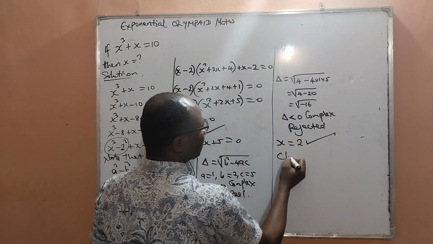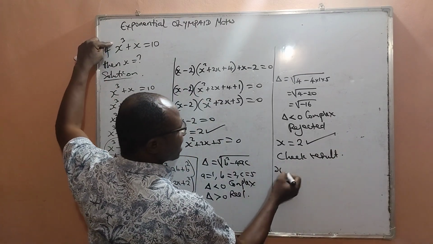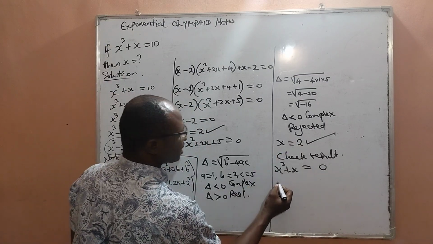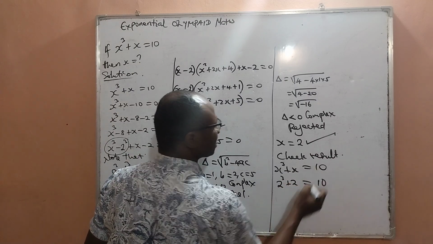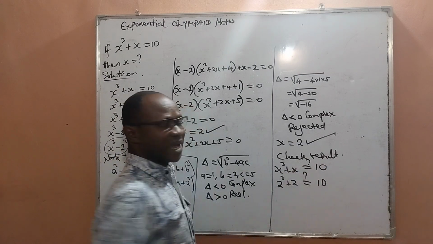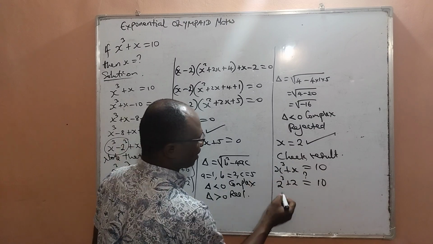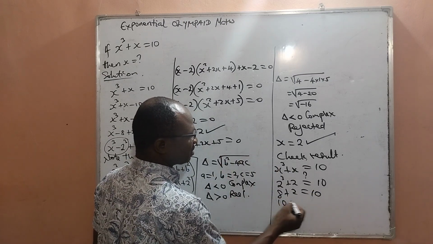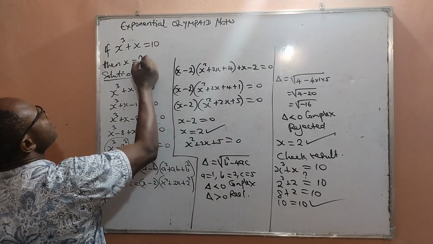A quick one, less than a minute. Check result. We are given that x to the power of 3 plus x is equal to 10. So if the x is 2, that is 2 to the power of 3 plus 2. Will it be equal to 10 when I solve it? Okay? Therefore, this 2 raised to the power 3 is 8 plus 2. Will this be equal to 10? Yes. 10 is equal to 10. Proved. In that case, the value of x is equal to 2.